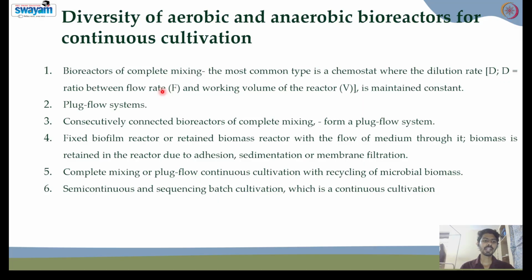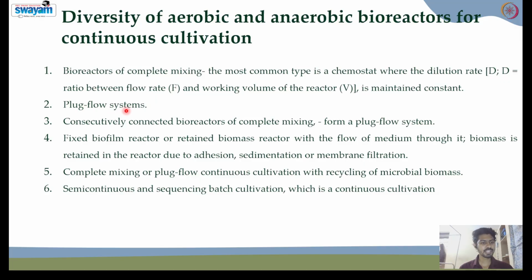So here we will try to maintain the F by V ratio constant so that the cells will be maintained in the viable state, which is the log phase. If the cells are in the log phase, they will be in a more viable condition. So that's why we will be controlling them by altering the dilution factor, which is nothing but the flow rate divided by the volume of the reactor.